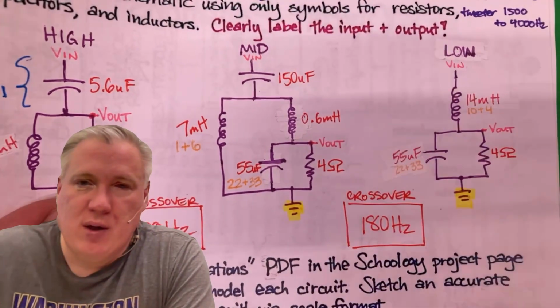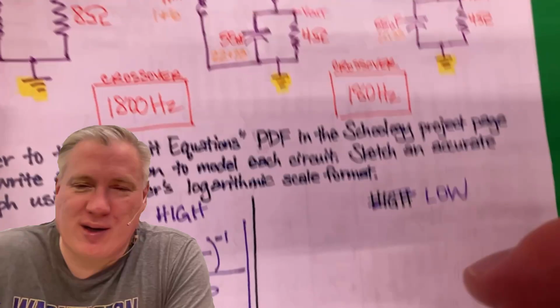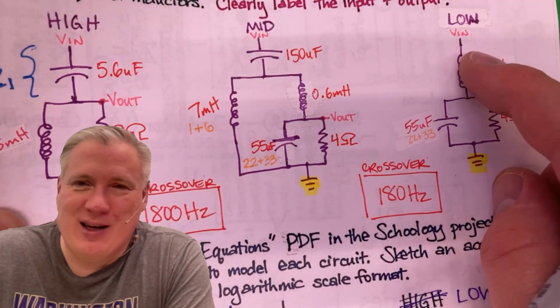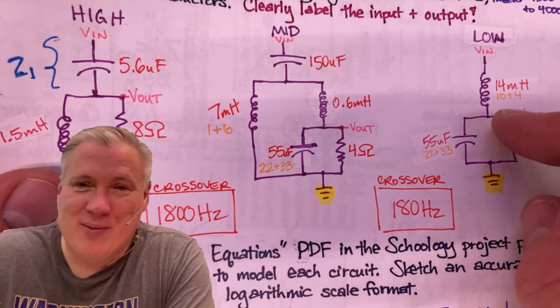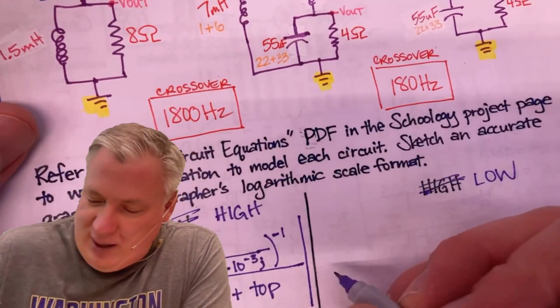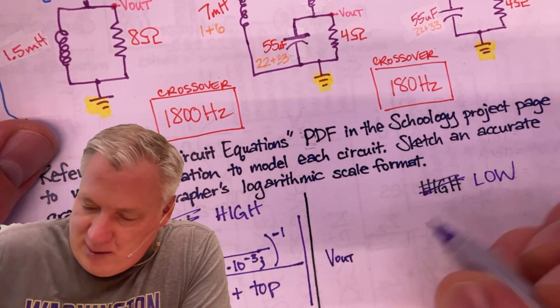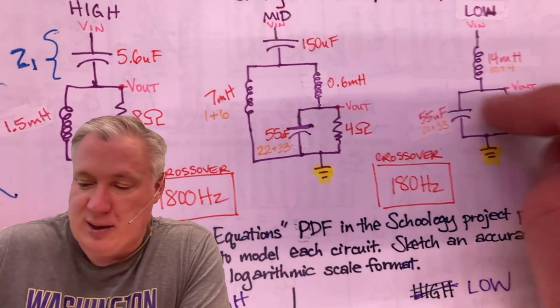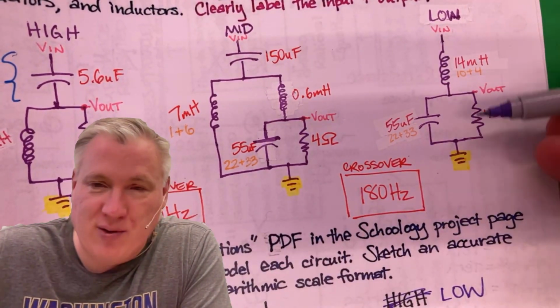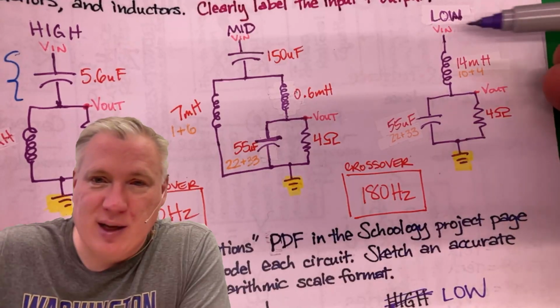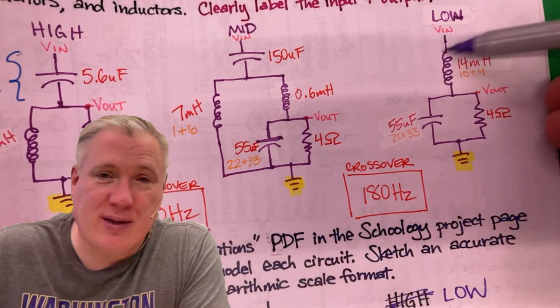Okay, so we'll do low, which I scratched off here. Congratulations if you caught my mistake and didn't make it. But whatever. So we're going to do V out equals. And it's always Z2, which is this bottom piece. It's the thing from V out to ground. Everything in here is Z2. Everything between V in and V out, that's Z1.